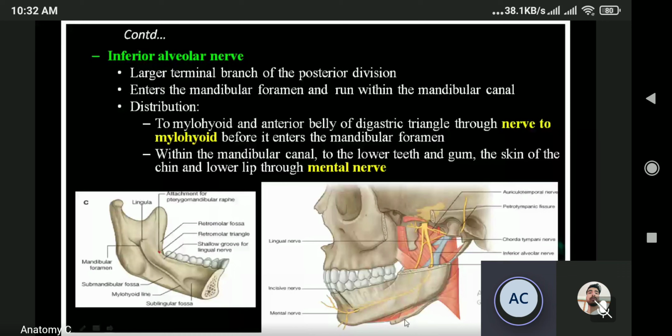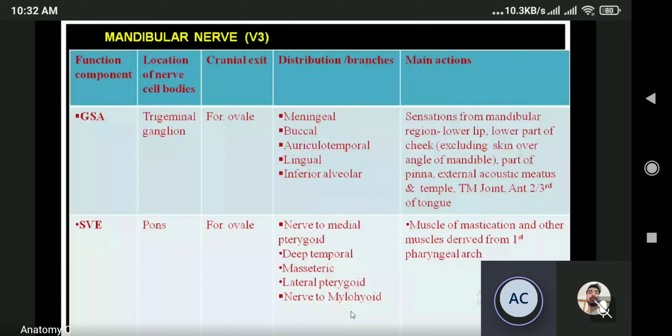Next, the inferior alveolar nerve within the mandibular canal will give rise to the incisive nerve, the branch that is supplying the lower jaw, and finally the mental nerve. So these are the other branches of the inferior alveolar nerve. Don't get confused. What you have to know is, in the inferior alveolar nerve, we mainly get two branches. One is the nerve to mylohyoid, the next one is the mental nerve. So this is all about the branches. The functional components, you read by yourself.